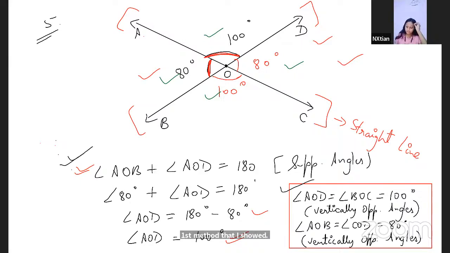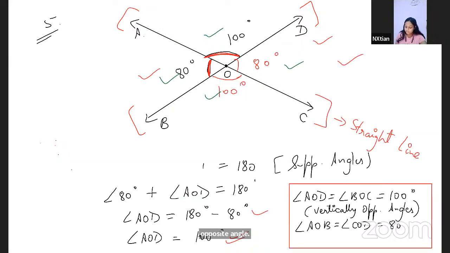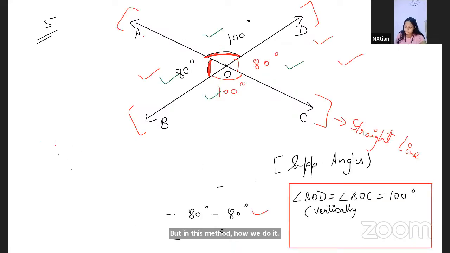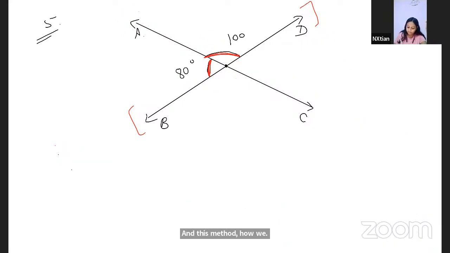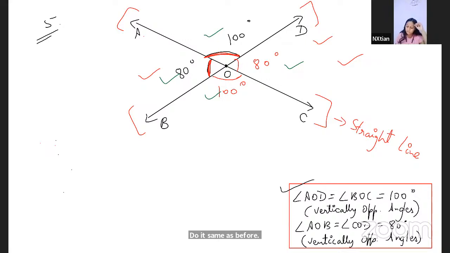Now I have found the measure of AOD. AOD is 100. Similarly, I can find the measure of COD the same way, with this method also. In this method, straight away you write AOB equals COD is 80 because VOA, vertically opposite angles. But in the other method, I will quickly show you how we do it. Same as before. We will see. Now angle AOB.